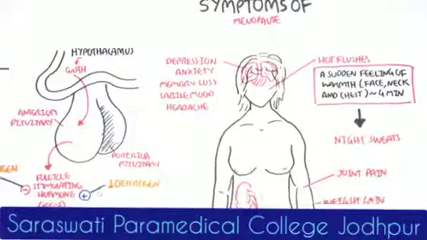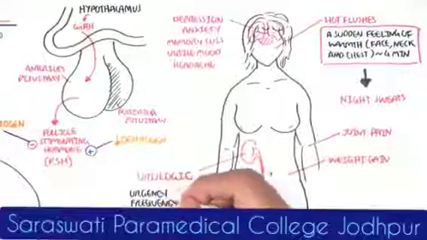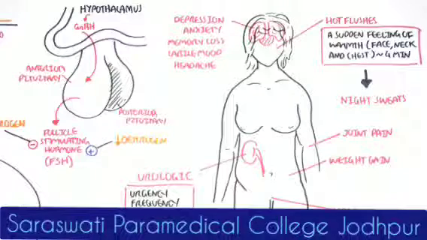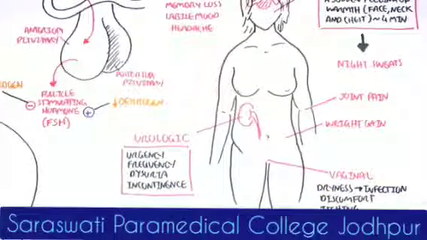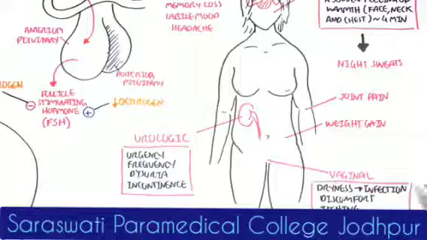Urological symptoms include urgency, frequency, dysuria, and incontinence. Vaginal symptoms and signs include dryness, which increases the chance of the female getting urinary tract infections as well as other infections. There's also discomfort, itching, dyspareunia, and vaginal atrophy.